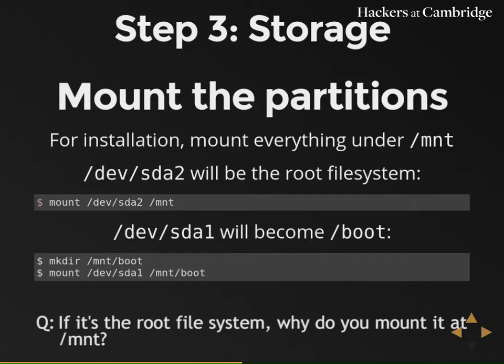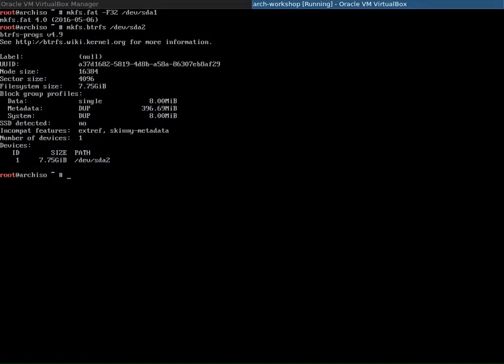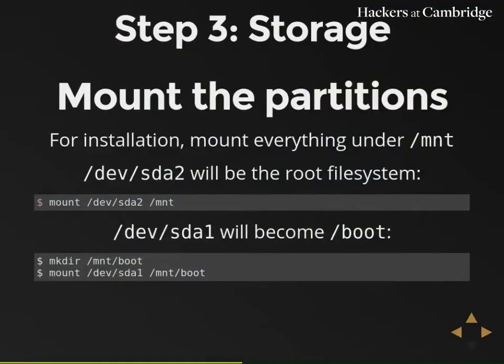So if it's the root file system, why do you mount it at /mnt? Because at the moment the root file system is the one being used for the ISO, so we booted into the ISO. So we're currently running in a temporary system. Like a live USB? Yeah, it's exactly the same principle. When we boot into the real system, then it will become the root file system. But just for installation, we'll put everything under /mnt. So mount /dev/sda2 to /mnt. Okay, cool.